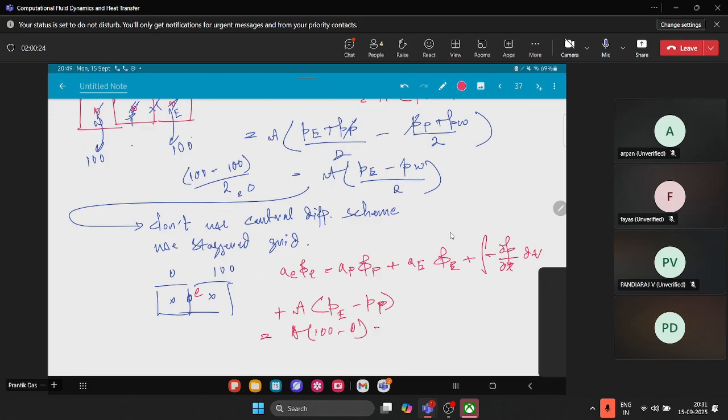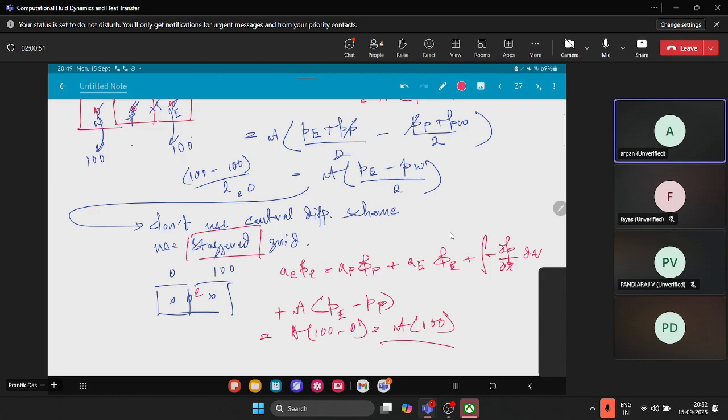So if I use a staggered grid, the effect of the pressure on the Navier-Stokes equation is being captured. But if I use a collocated grid, as shown earlier, the effect was getting cancelled. And that actually lies the importance of using a staggered grid over a collocated one. So if you don't want to use a staggered grid over a collocated one, then you have to use a central difference scheme. Is it clear to you?